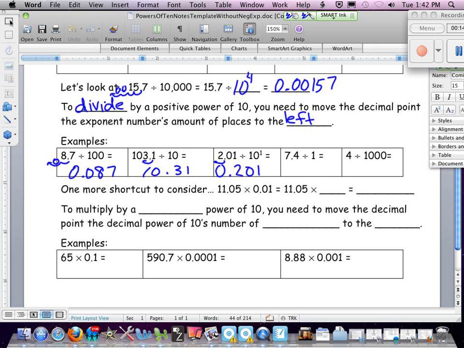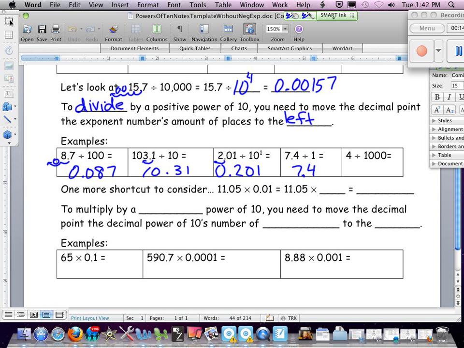What about 7.4 divided by 1? What are you thinking on that one? I'm thinking that you shift. How many zeros are in 1? 0. So you shift it 0 places, and what do you get? 7.4. You end up with 7.4. So don't let this shortcut fool you into thinking the decimal's always going somewhere, because any number divided by 1 is still that same number.